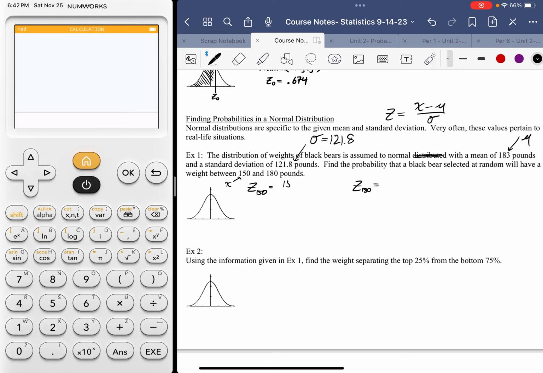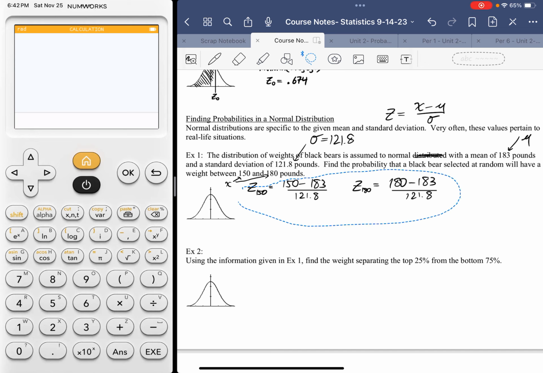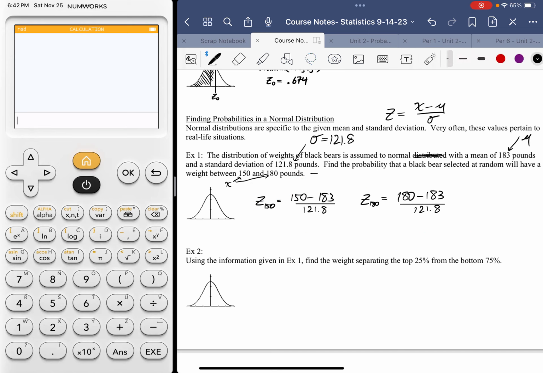So 150 minus 183 over 121.8, and then 180 minus 183 over 121.8. So these are both x values. Essentially what they're asking us for is the probability that any randomly selected x value would be between 150 and 180. So what we're going to do is figure out the corresponding z-scores and use our norm CDF function.